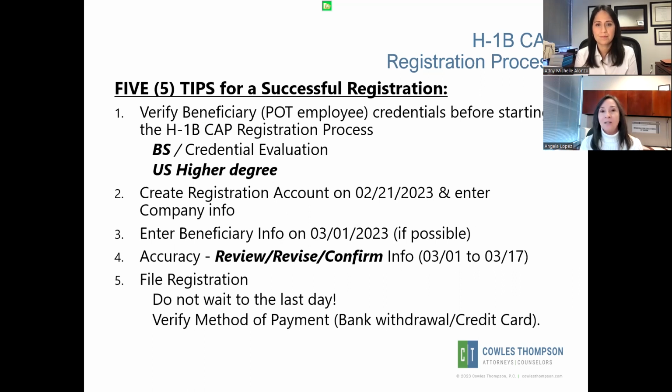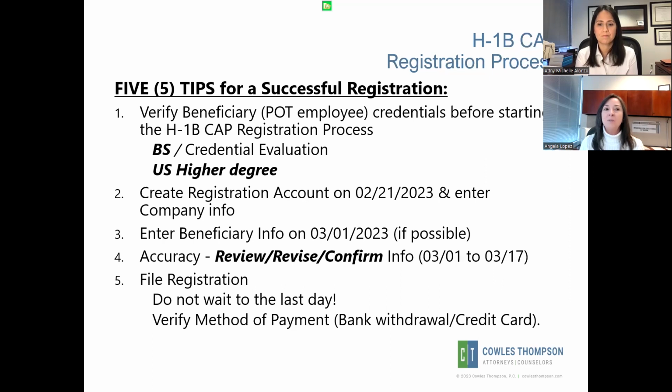It's long and costly, so you don't want to waste your resources by not checking this minimum requirement, because this is the basis for the H-1B visa. If it is a U.S. higher degree, make sure you have copies of those degrees accredited by the U.S. university or college. Create your registration account on the first day, February 1st.